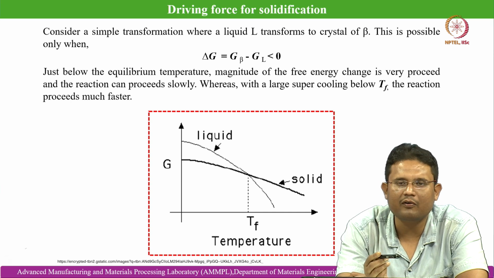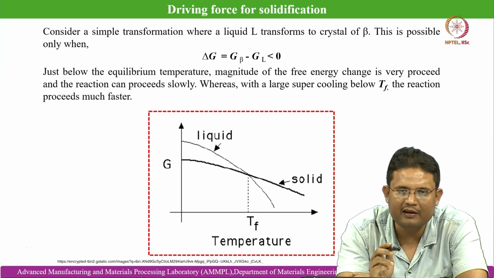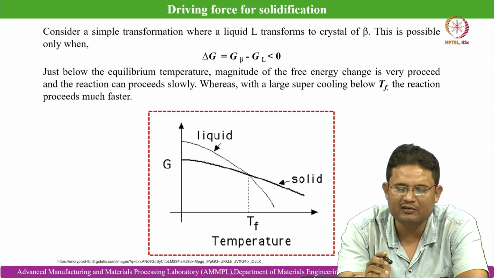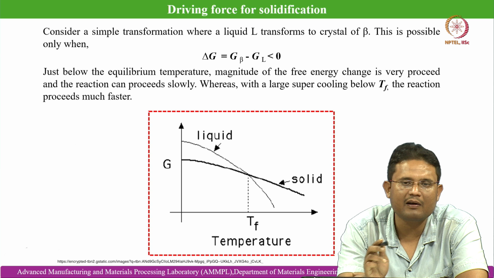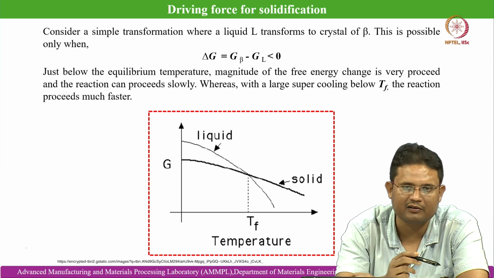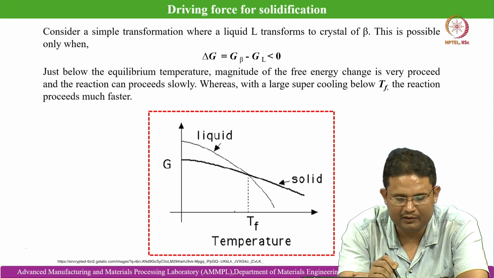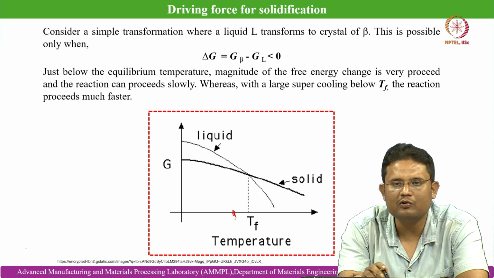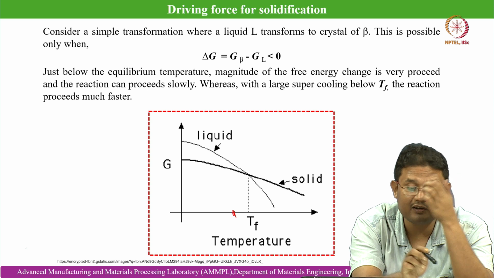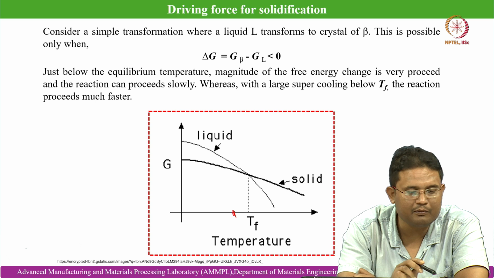This is possible only when delta G is negative. So, delta G sign will determine the direction of phase change. Here G beta minus G L is less than 0, where G beta is the free energy of the solid, that means it will move in the liquid to solid direction, that means liquid to solid phase change will happen. Just below the equilibrium temperature, the magnitude of the free energy change is very small, and the reaction can proceed slowly, whereas with a large supercooling below Tf the reaction proceeds much faster.